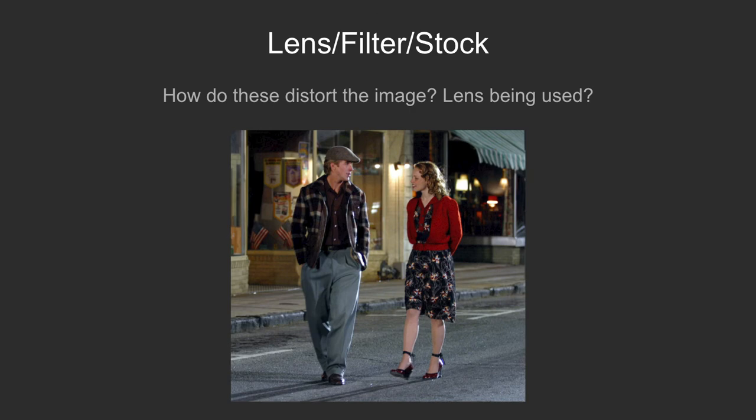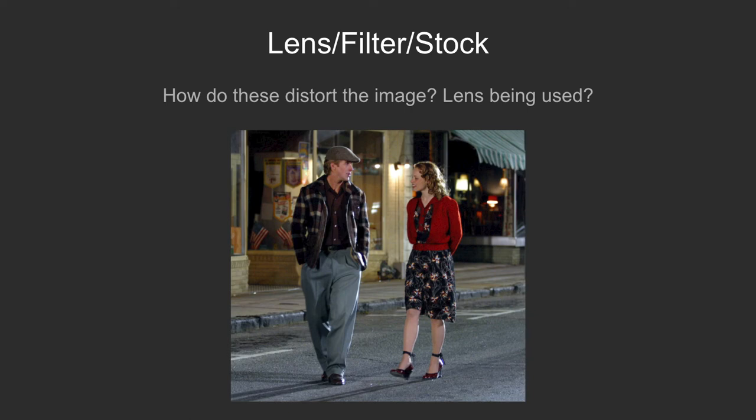Now moving on to the lens, filter, and stock. When looking at this image, I would say that there is a slow film stock, meaning that there is a great amount of illumination and that the finished product of the image is sharp. The reason why I don't think this image is fast film stock is because the final image doesn't appear to be grainy.